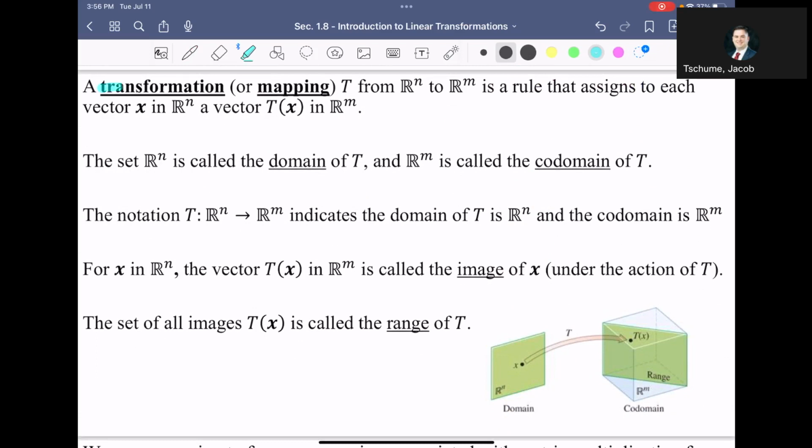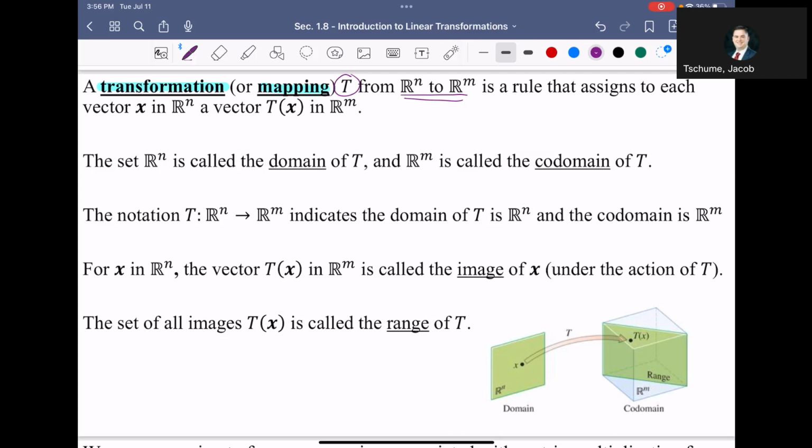So a transformation, or some people call it a mapping, we are going to denote by capital T from this point going forward. If you are trying to transform from one dimension to another, so from the nth dimension to the mth dimension, this is just a rule that assigns to each vector x in the first dimension a different vector T of x in the mth dimension.